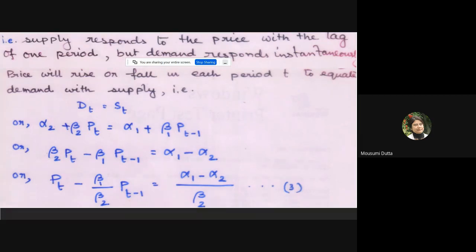So is it now clear? Yes, ma'am. Okay. So next what I did, I divided both the sides by beta 2. I'm writing pt minus beta 1 by beta 2 pt minus 1 is equal to alpha 1 minus alpha 2 divided by beta 2. This previous equation is similar to equation 3 and the equation which I have written in this step. These two things are similar. This is the neat presentation of the thing.